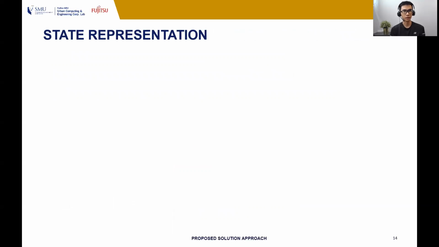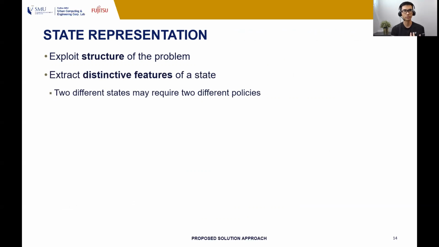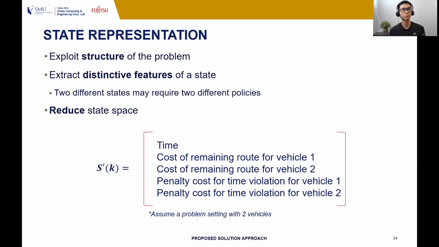The last part of DRSA will be the state representation. Again, the idea is to exploit the structure of the problem to extract distinctive features of the state so that two different states may require two different policies. And it's also important to reduce the state space. So in this paper, we propose a state representation based on time, cost of remaining routes, and penalty cost of time violation for each vehicle.